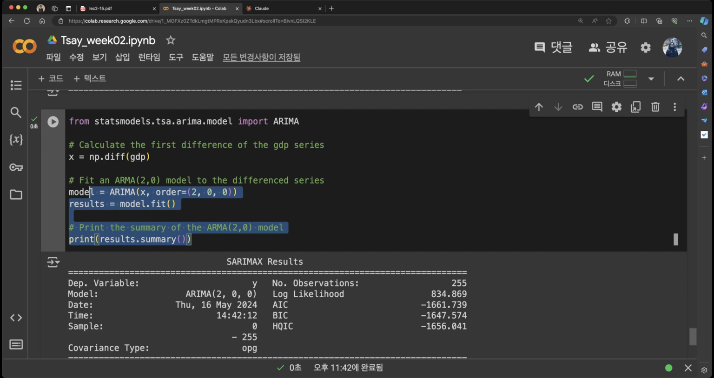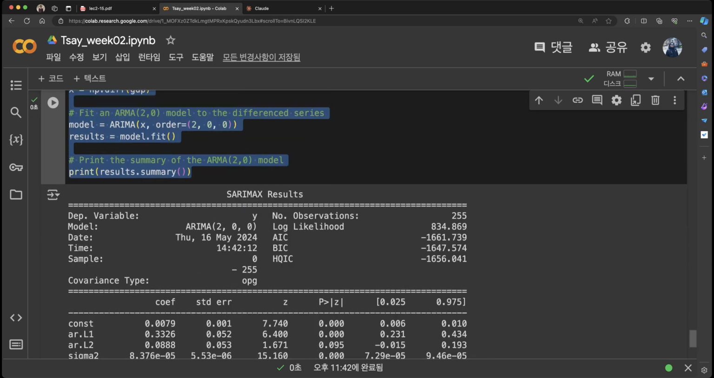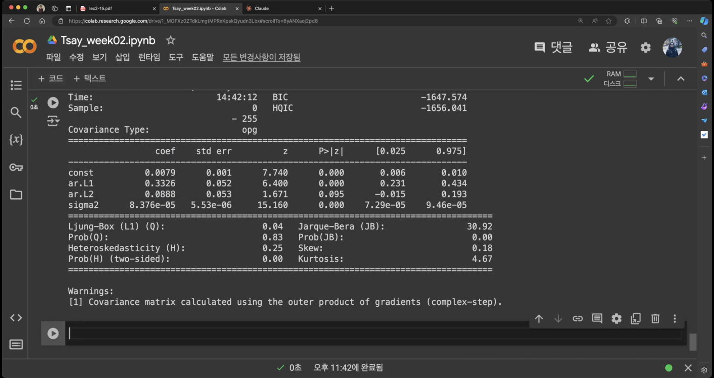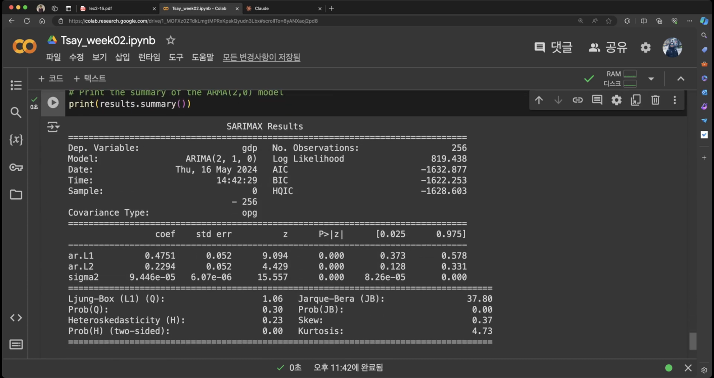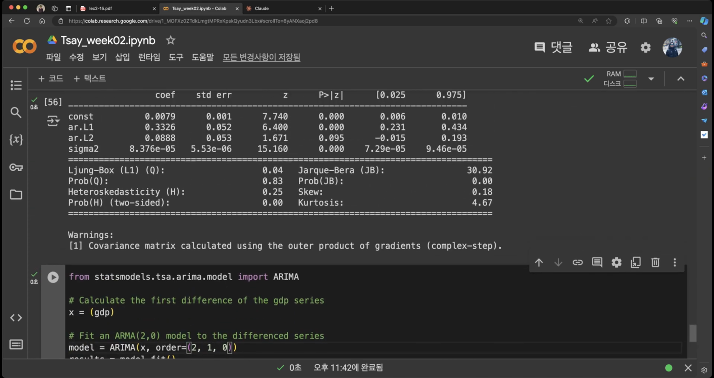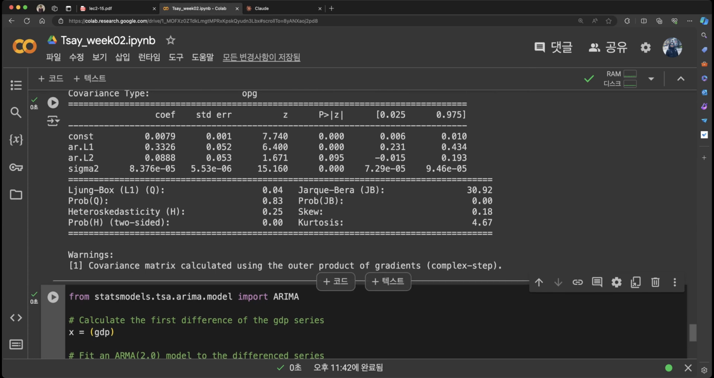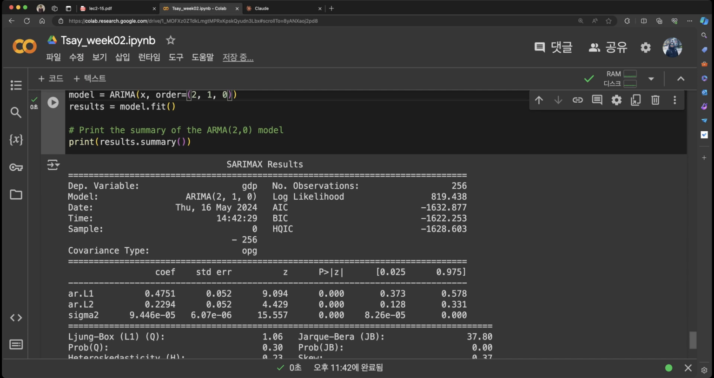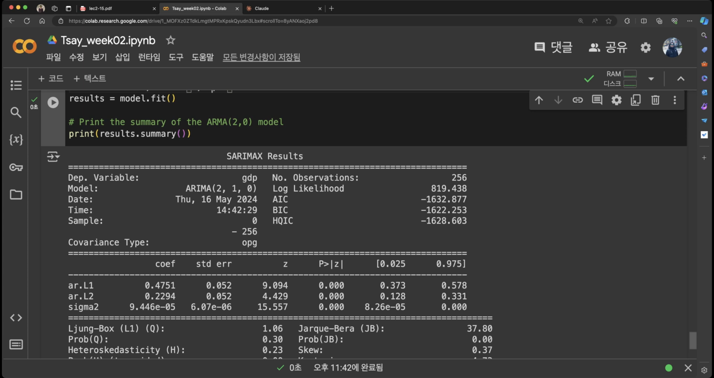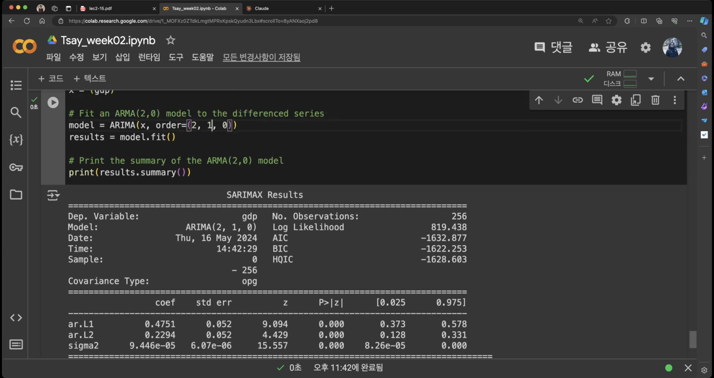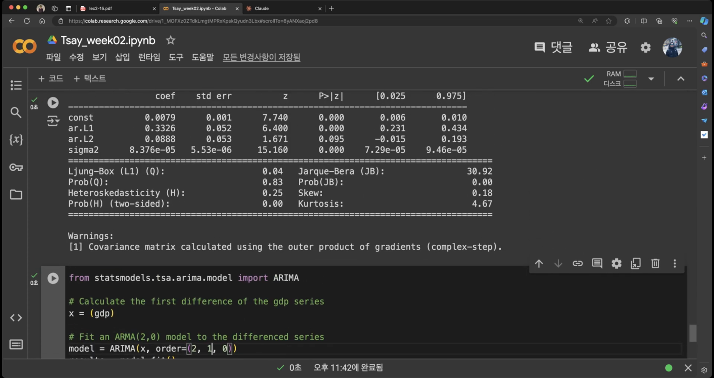Alternatively, what I can do is code, and then instead of differencing, I use GDP. Then there is a unit root process, so I can include 1 over here. Okay, then there is a unit root, and the parameter is significant again. Okay, because I take into account here the unit root part. The question is slightly different over here.